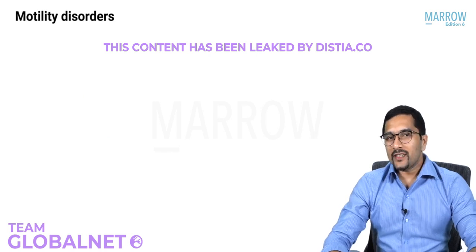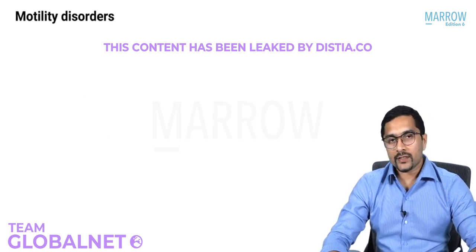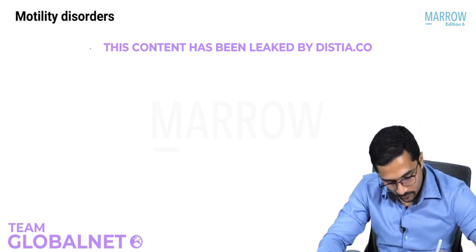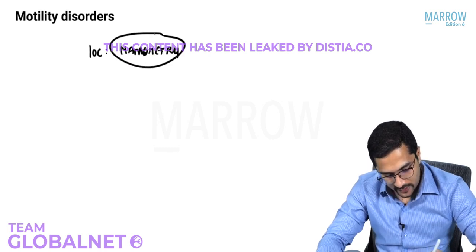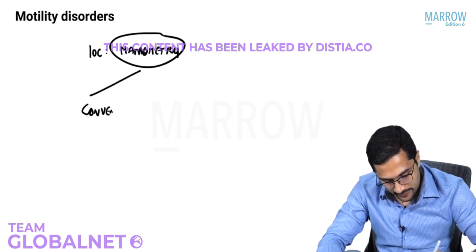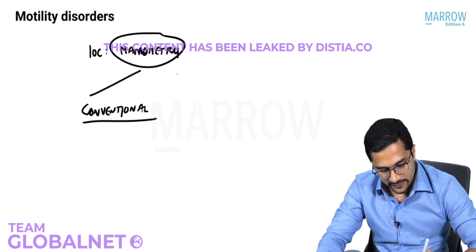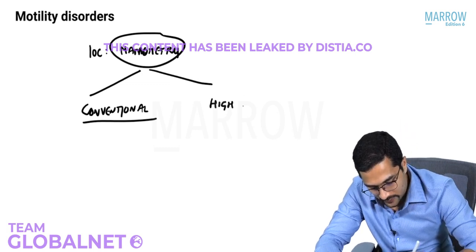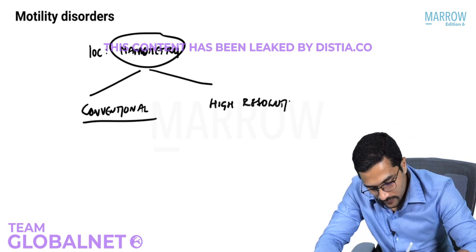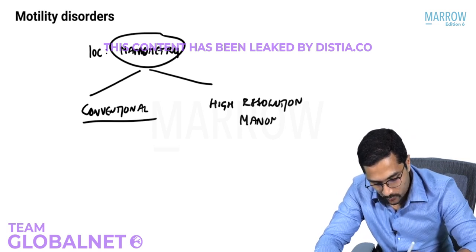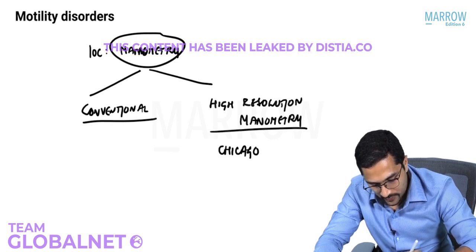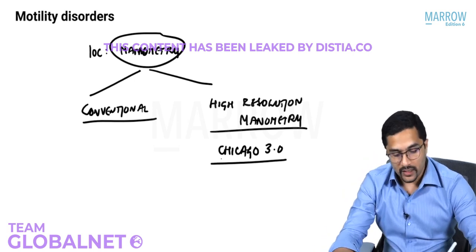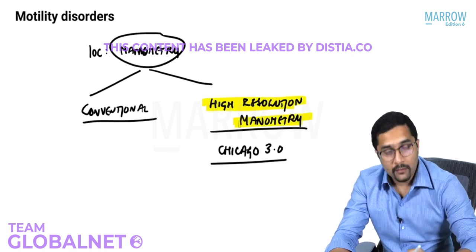So let's now talk about the motility disorders of the esophagus. In the motility disorders, you need to know that the investigation of choice is manometry. Now, this manometry can either be conventional manometry or high resolution manometry. The latest classification for motility disorders is known as the Chicago 3.0 classification, and it utilizes high resolution manometry.